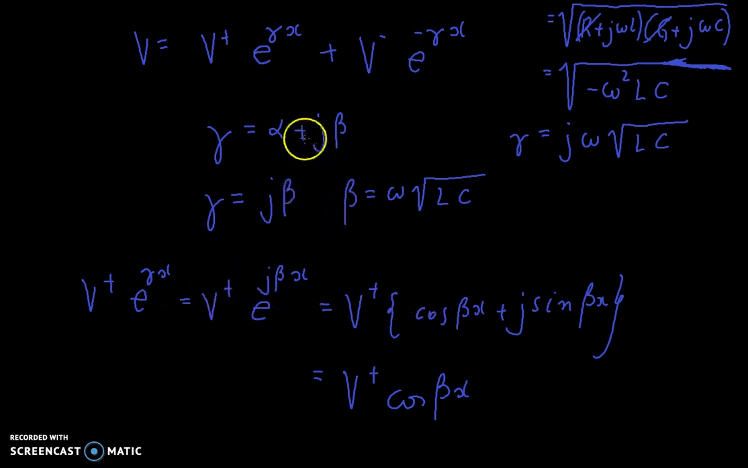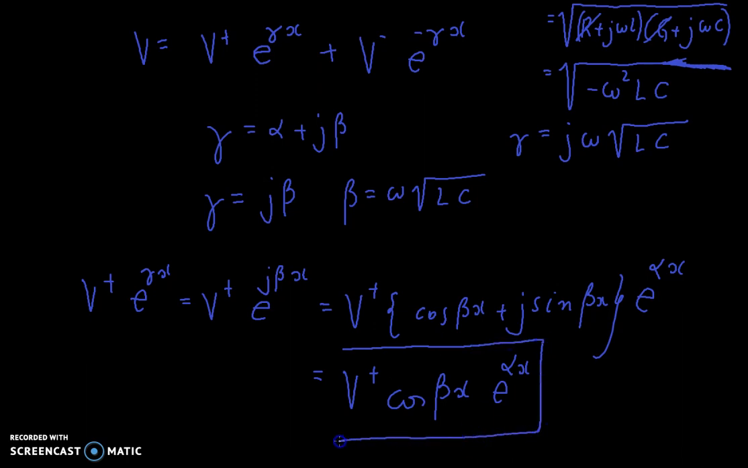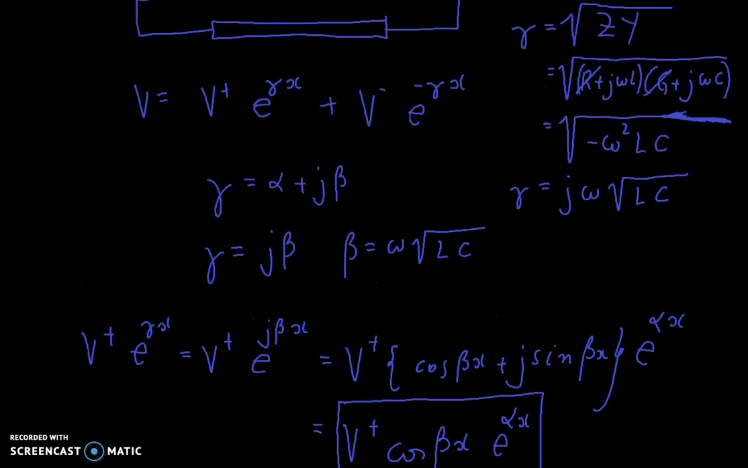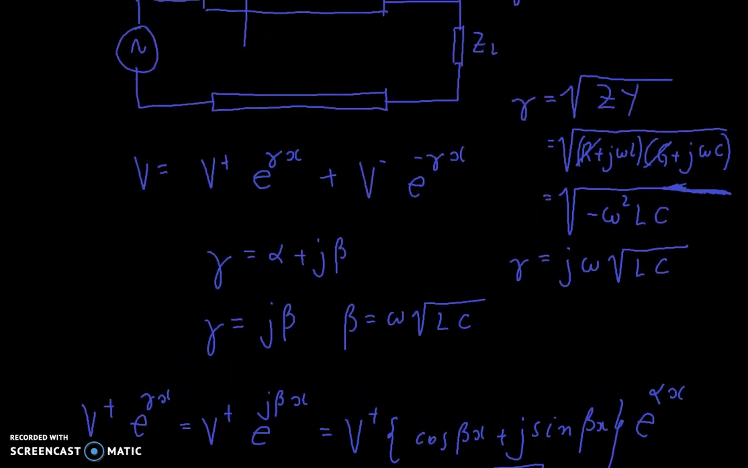If the line was not lossless, then this alpha would have a value, and so there would be an exponential here, e to the alpha times x as well. So this causes a decay in the signal amplitude along the line. As you can see here, when x is equal to 0, this is equal to 1. When x equals 0, here the cosine is also equal to 1, and we have V plus. Okay, so this is what gamma is. This is the value of gamma.